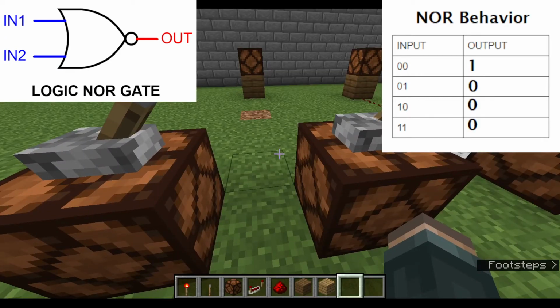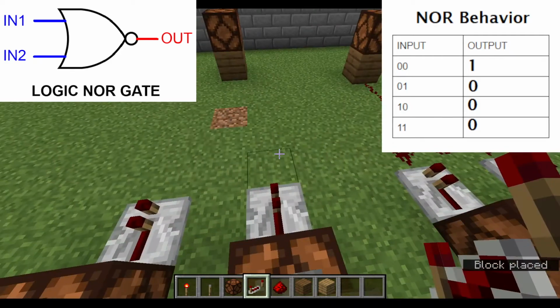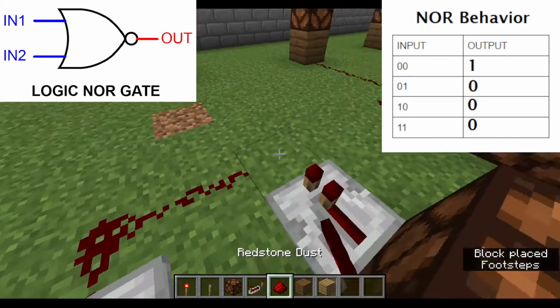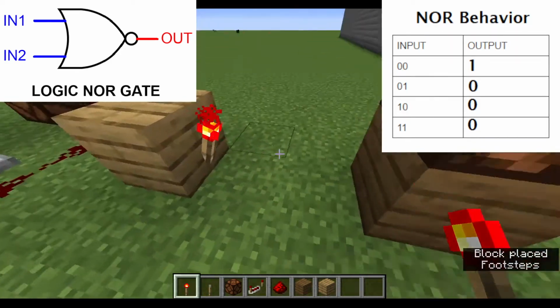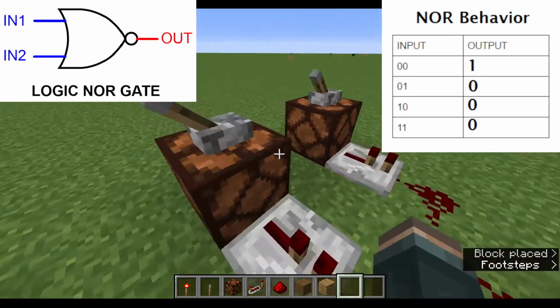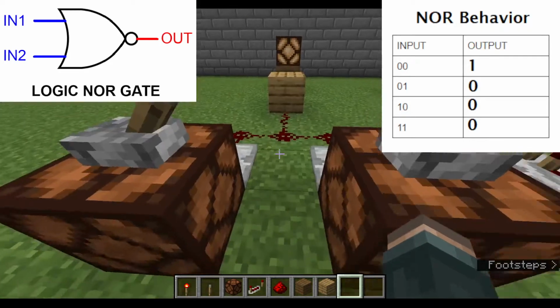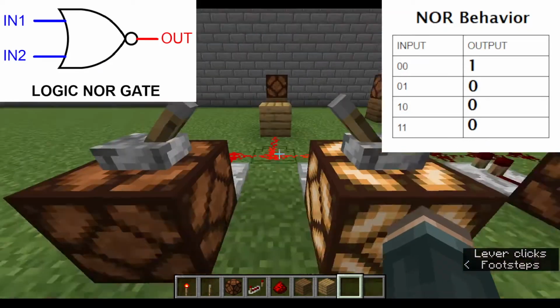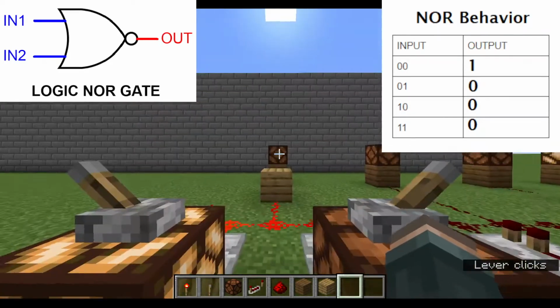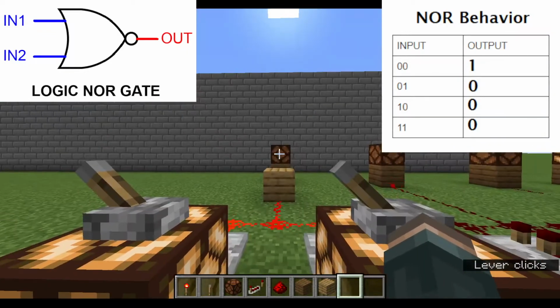We can also take a look at the picture, and that gives us a hint on how we can build our NOR gate. So we're going to build an OR gate, and then just add a NOT gate to it. And let's check our behavior. 0, 0 should be a 1, which it is. 0, 1 should be a 0. 1, 0 should be a 0. And 1, 1 should be a 0.